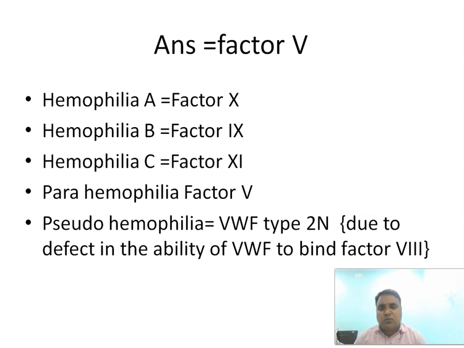Parahemophilia is deficiency of factor 5, para 5, easy to remember. Then another question somebody may ask: which one is known as pseudohemophilia? The answer is von Willebrand factor deficiency, type 2N. It is due to a defect in the ability of von Willebrand factor to bind to factor 8. That leads to bleeding, and it is known as pseudohemophilia. So factor 5 deficiency is called parahemophilia.